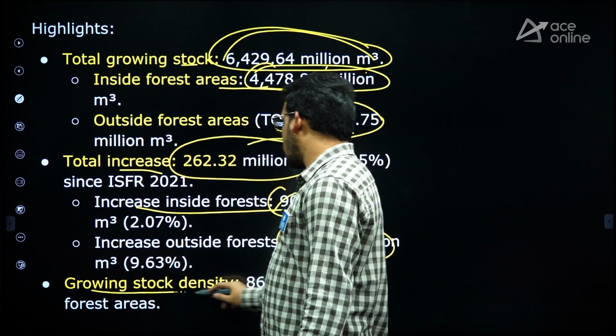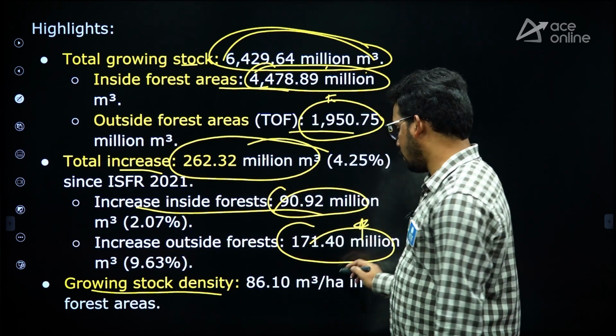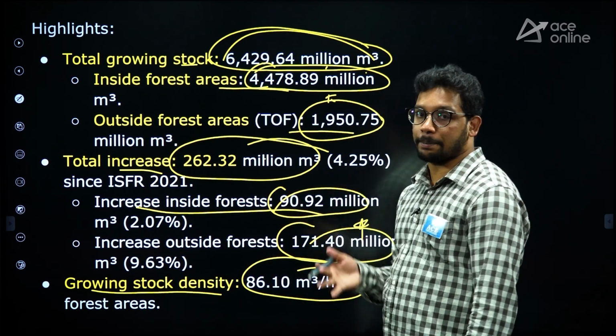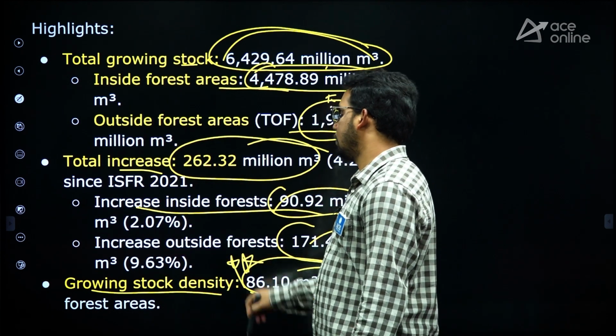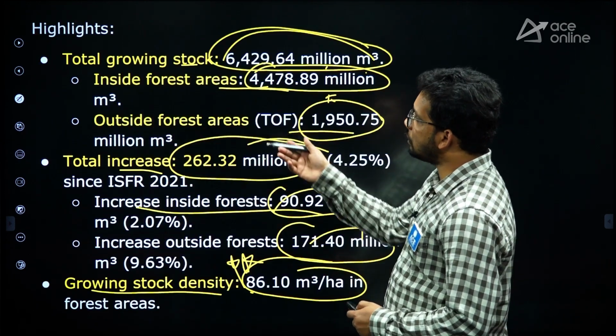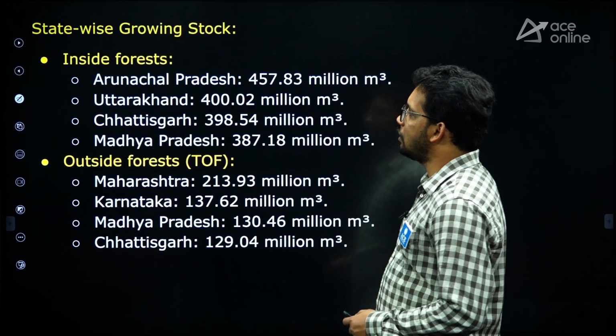And then growing stock density. Growing stock density means the total volume per hectare. So this is 86.1 meter cube per hectare. Per hectare, how much volume is there? So this is also very important figure. Then we have a state wise, the same growing stock. We have seen the total growing stock increase outside, inside, and these things we have seen.